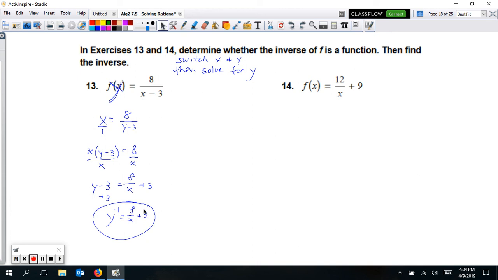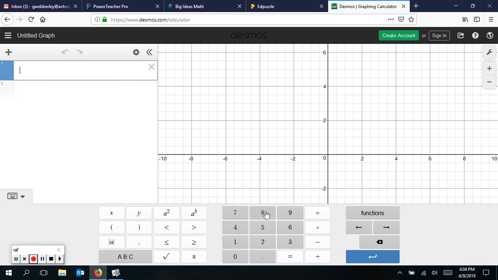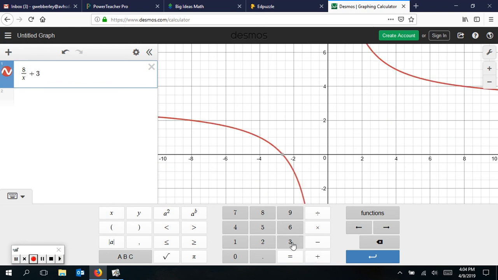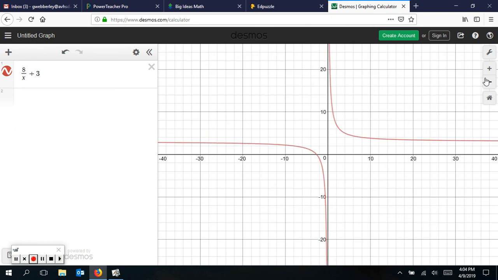So I'm going to just look at it and see, is this a function right here, 8 over x plus 3? So I'm going to go to Desmos and type in our 8 over x plus 3. So let's say 8 divided by x. That's our 8 over x, and then I'll put plus 3, and there it is. So I need to take a look at this. Let's view this a little bit better.